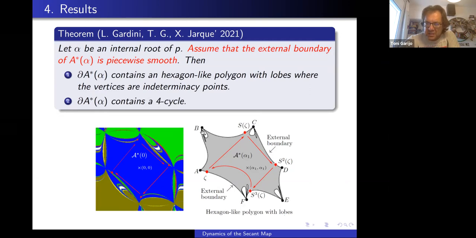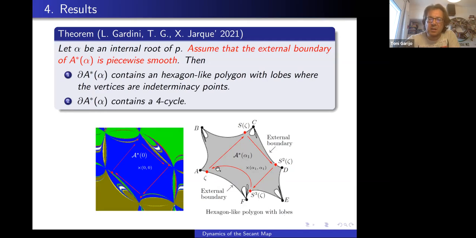Here we have this hexagon-like map with focal points at the vertices. We have lobes at 4 of the 6 vertices, and, most important, we have this 4-cycle on the boundary.